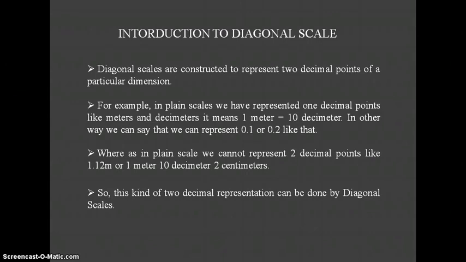The purpose of diagonal scale is that we can represent two decimal points for the main unit. That is the advantage of diagonal scale. Once again, the last point: we can represent unit, its subunit and the subdivision of subunit. That means the unit, 1 meter, its subunit, the decimeter, and the subdivision of subunit, centimeters. Like that, two decimal points we can represent in diagonal scales.